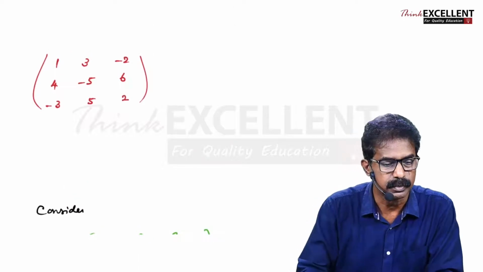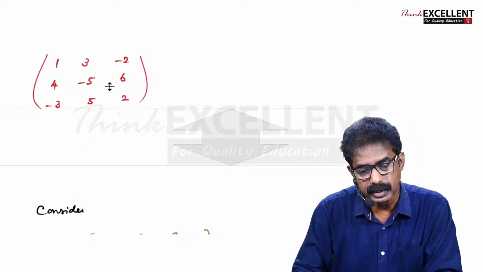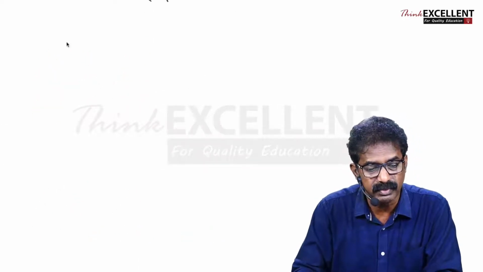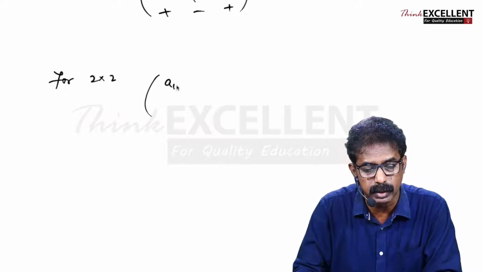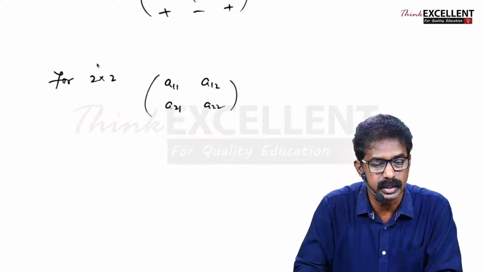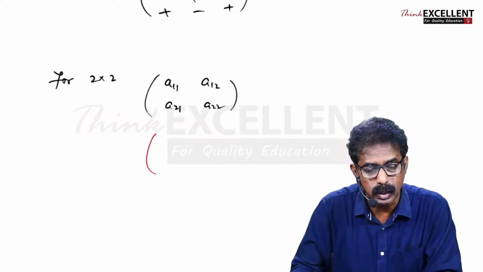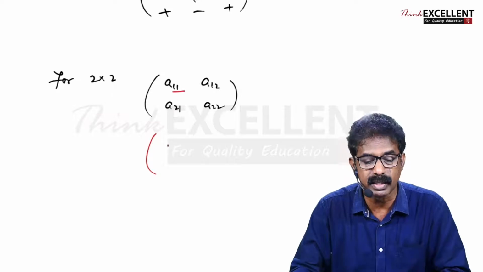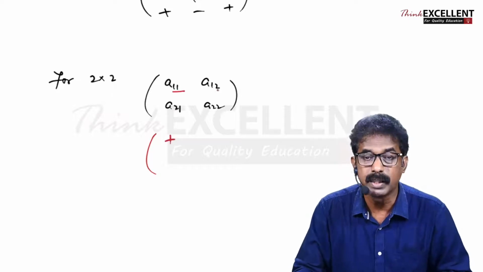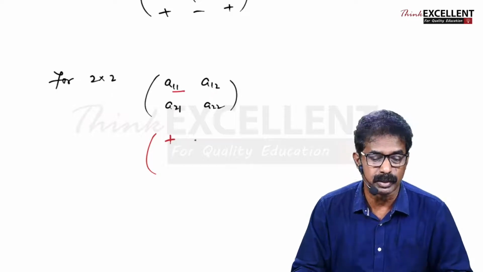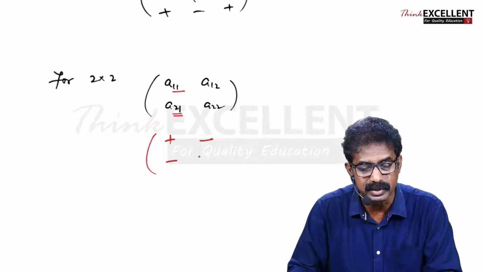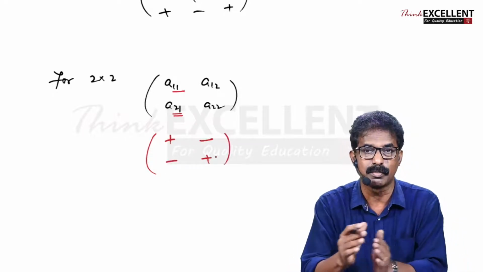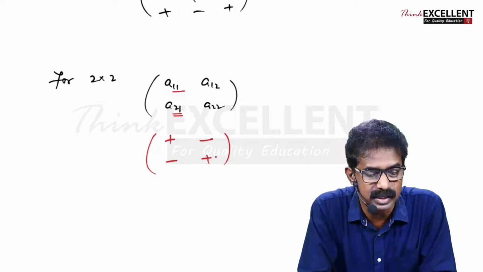See this example. But that is for 3 by 3, I said. If it is 2 by 2, please listen. For 2 by 2 you know the positions: a11, a12, a21, a22, right? So see the sign here. First one is 1 plus 1, 2, an even number, so plus. 1 plus 2, 3, odd number, so you put minus. 2 plus 1, 3, odd number, again minus, then plus. So here it is plus, minus, minus, plus. This is for 2 by 2.